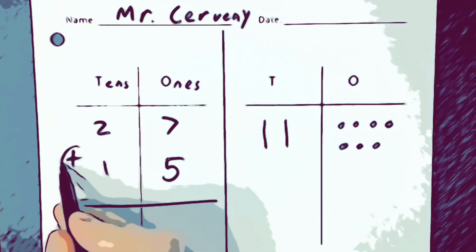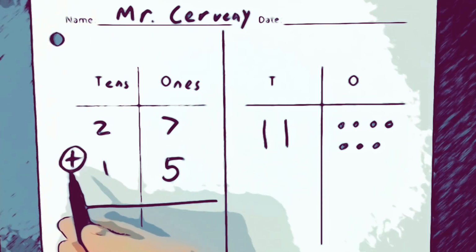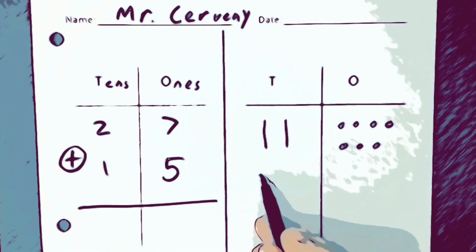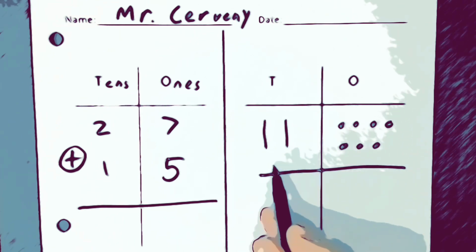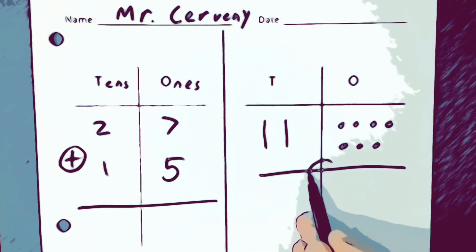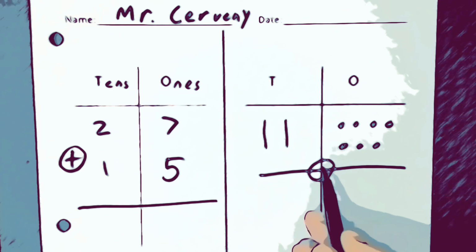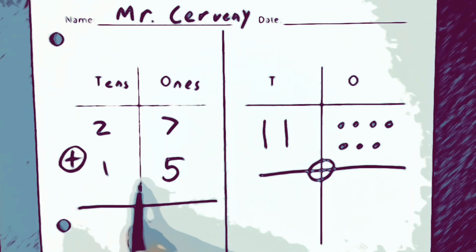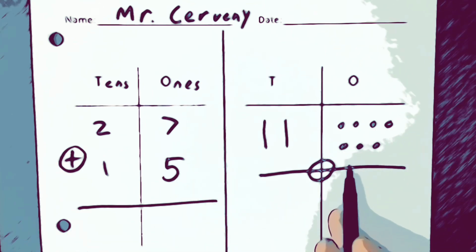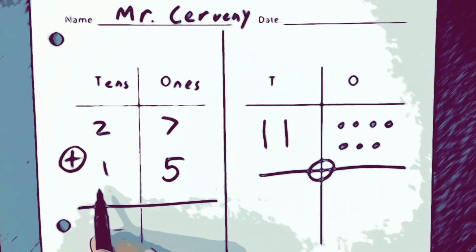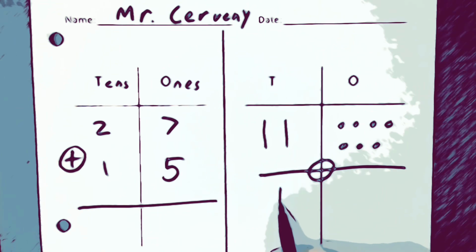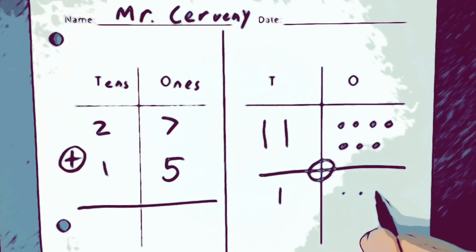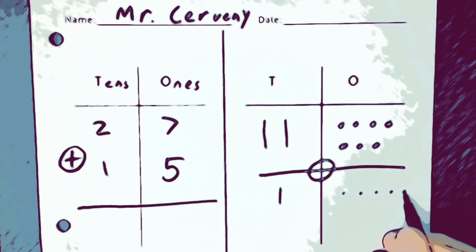I want my students to circle that plus sign to remind them that that's a plus sign. And then we're going to form a plus sign over here by drawing a line right through here. And it looks like a plus sign right here. And now we're going to write 15 in tens and ones. So 15 has 1 ten and 5 ones. 1, 2, 3, 4, 5.